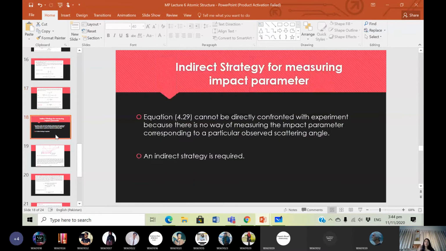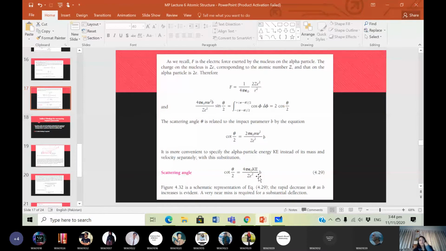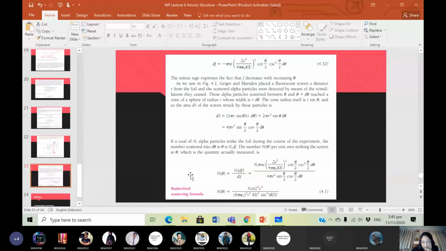Now it cannot be directly confronted with experiment because there's no way of measuring the impact parameter corresponding to a particular observed scattering angle. Now, अब हमारे पास B ये जो है, we don't really know, we can't really measure B, ठीक है? Wait just one second. What do we have to do over here? Basically, we want to get rid of the B.